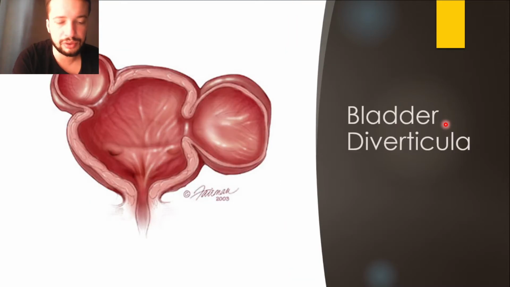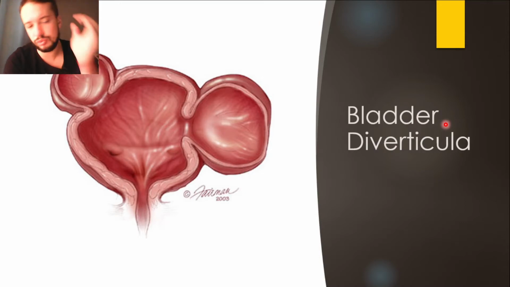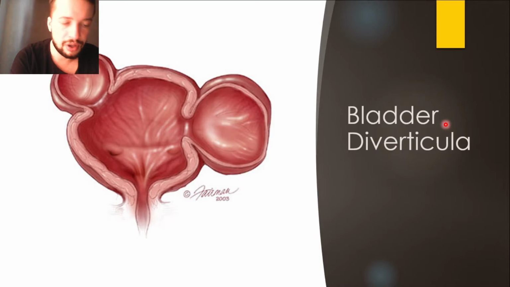Bladder diverticula. They represent a herniation of the bladder mucosa through the detrusor. They can be congenital or acquired. Congenital diverticula are usually solitary and usually located near the ureteric orifice. Acquired diverticula are usually multiple.